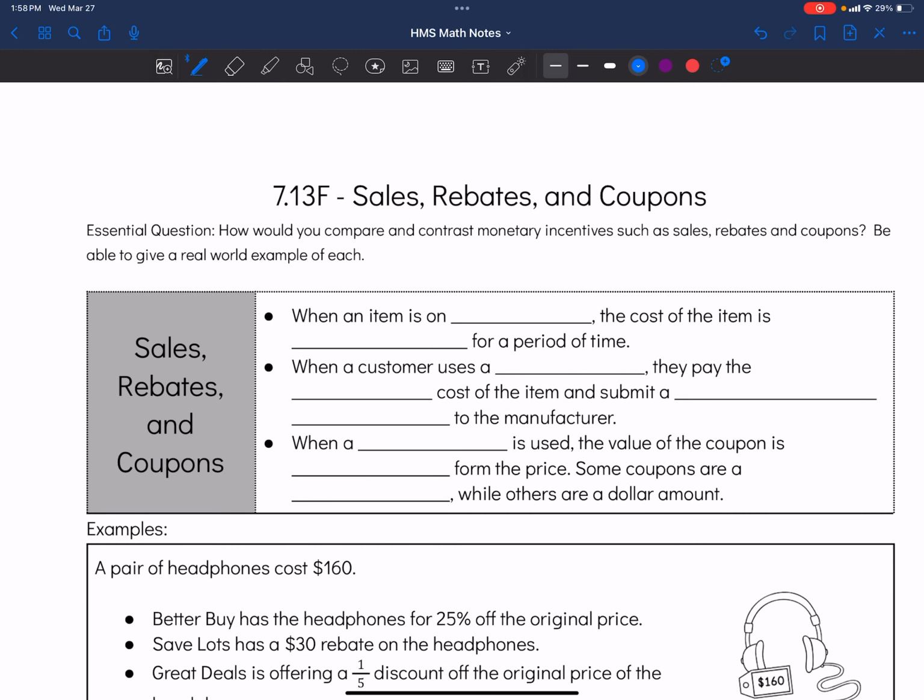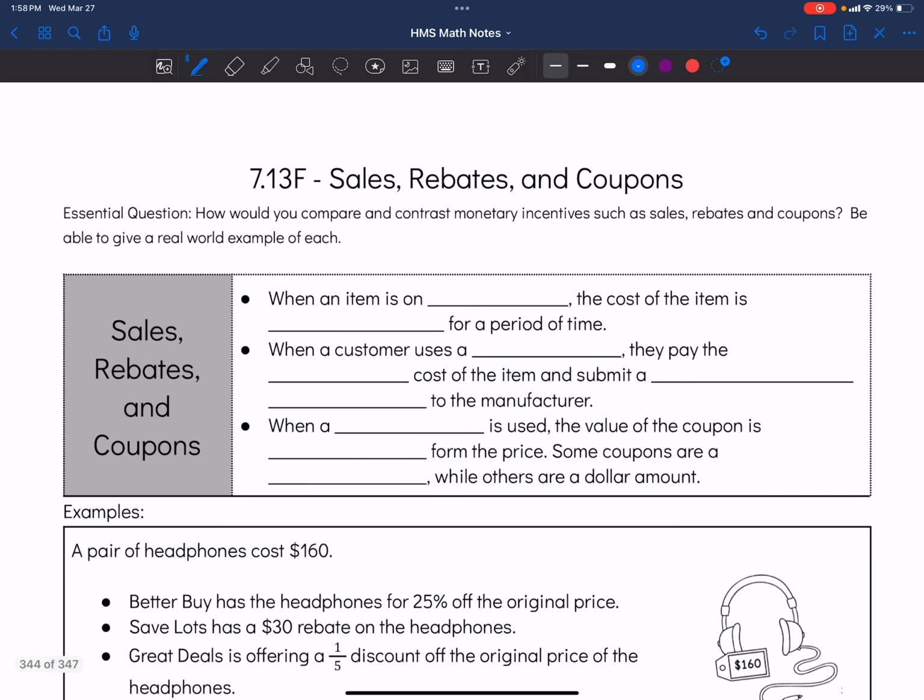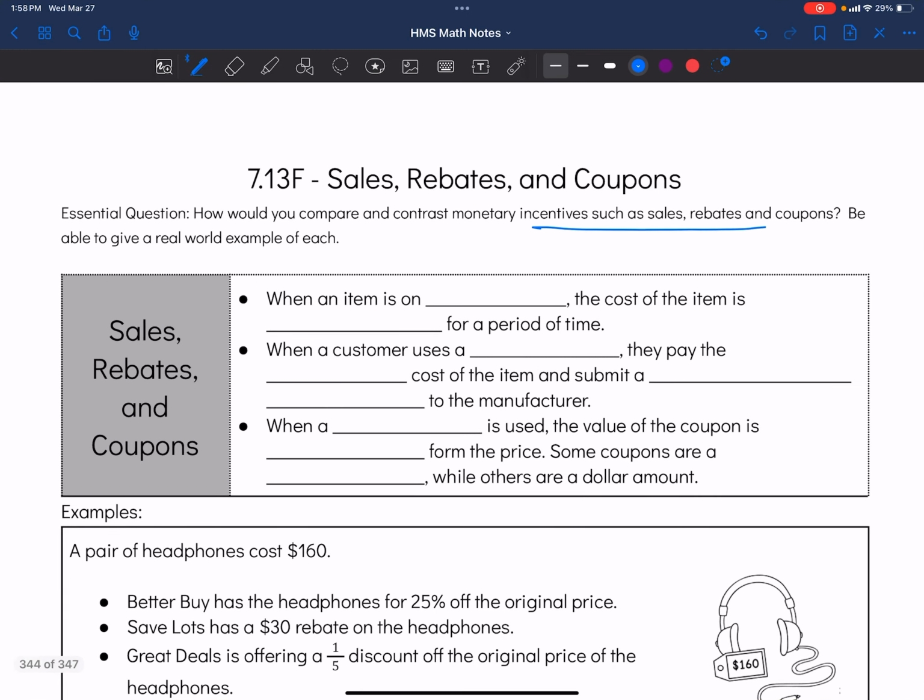By the end of today, you should be able to answer the question, how would you compare and contrast monetary incentives, such as sales, rebates, and coupons? And then be able to give a real world example, which you will be able to, because that's what we're doing in the lesson. So, when an item is on sale, you already know this, the cost of the item is reduced. It's usually for a period of time, it's not always.